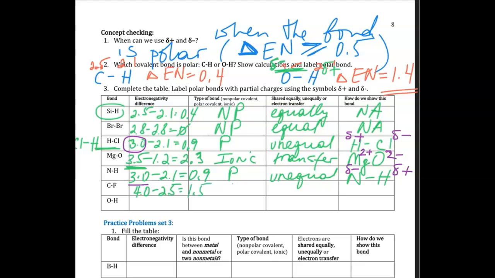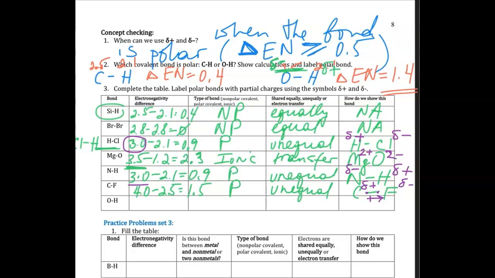The next one, carbon and fluorine. Carbon has electronegativity of 2.5, but fluorine has 4. So we have a difference of 1.5. This is a huge difference. That means this bond is very, very polar. It's still not ionic because it's less than 2.0, but it's very polar. It has unequal sharing, and the partial charges will be delta positive for carbon and delta negative for fluorine.